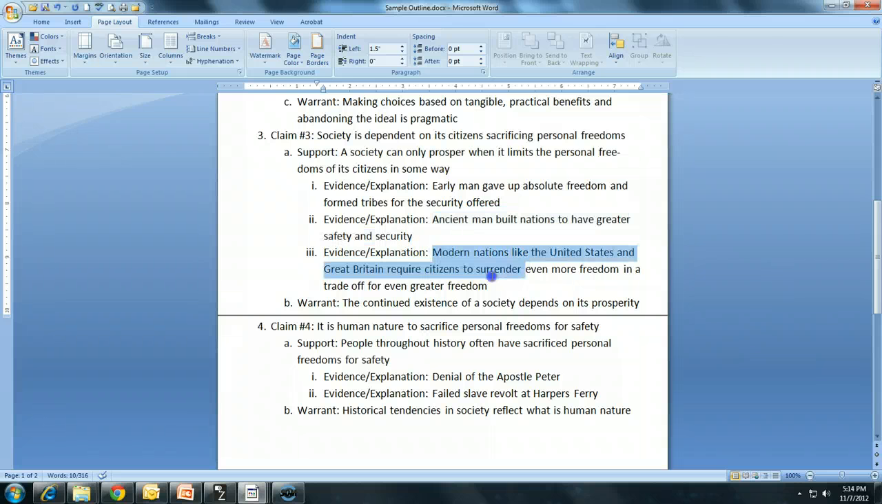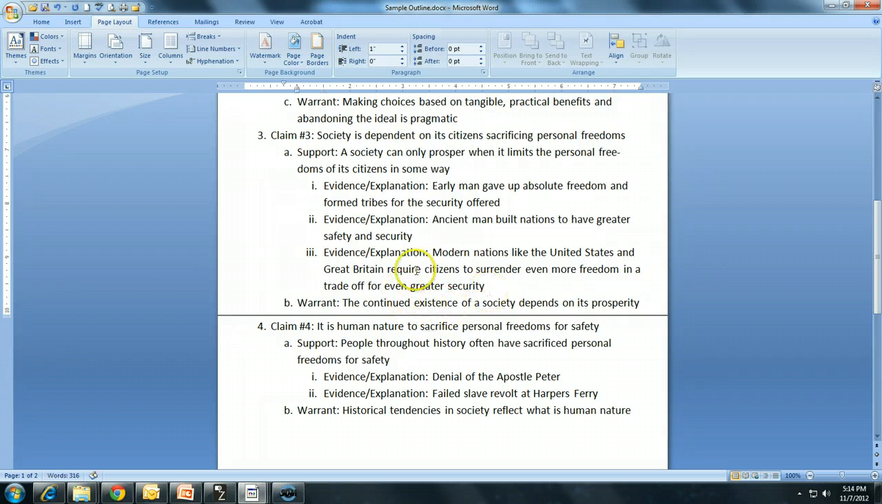Then I want to talk about how modern nations have taken this a step further by taking even more freedoms away. I can probably at this point mention things like the Patriot Act, the things we're all thinking when we read this prompt. How citizens in the United States have had to surrender even more freedom, but in exchange, that is a trade-off for even greater security. Yeah, at least security from one another, not necessarily from our government, but that's neither here nor there.